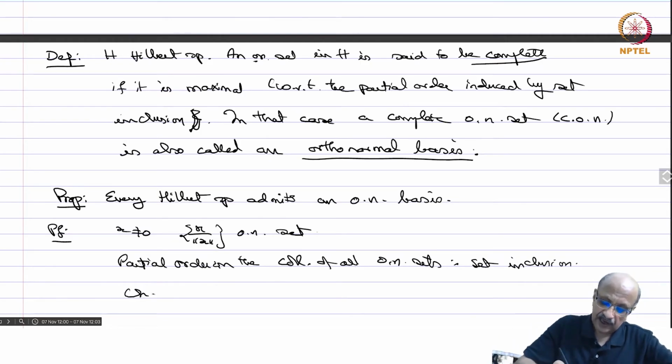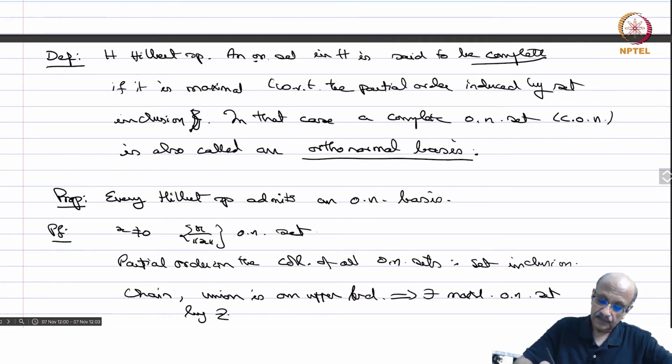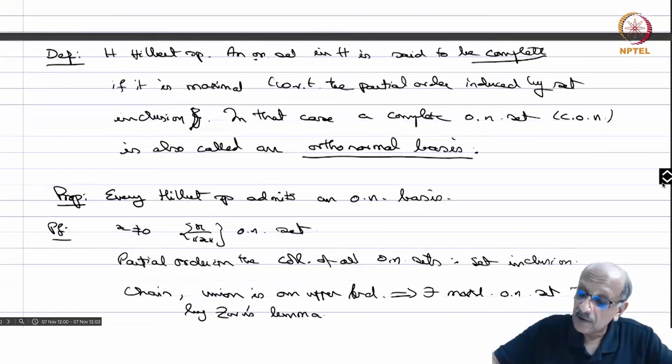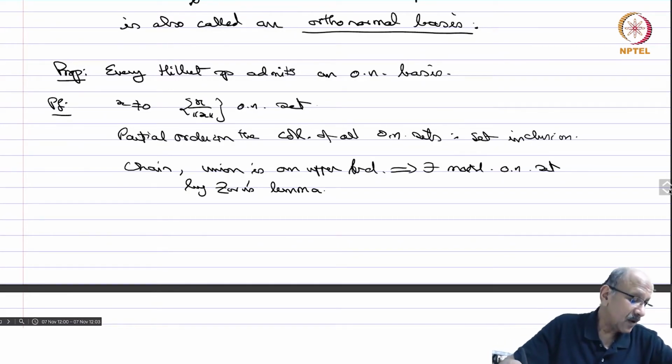Now you take any chain, then the union is an upper bound. You take a chain, that means any two elements are comparable, simply take the union, that's an orthonormal set, and therefore that will give you an upper bound. This implies there exists a maximal orthonormal set by Zorn's lemma. So it's a very simple application of Zorn's lemma, that every Hilbert space has a maximal orthonormal set, or an orthonormal basis. Okay.